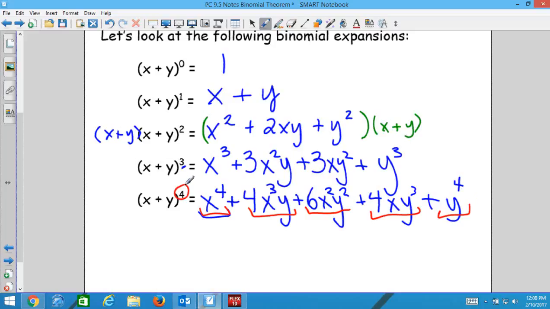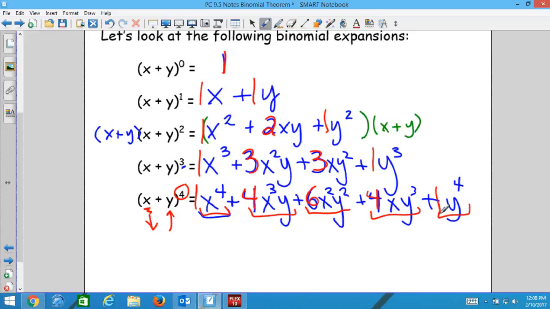There's something else that you need to notice. It's not always going to be x's, but the x's always go down, the y's always go up, or whatever's in this spot. Looking at the coefficients, this is 1, 1. This is 1, 2, 1. This is 1, 3, 3, 1. This is 1, 4, 6, 4, 1.